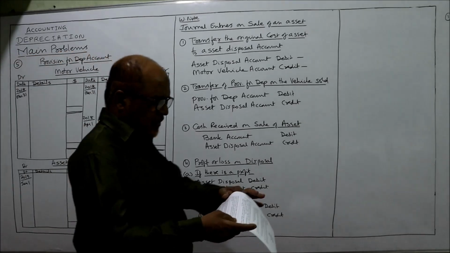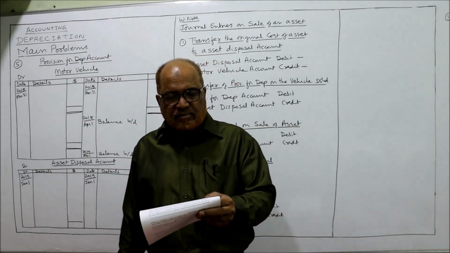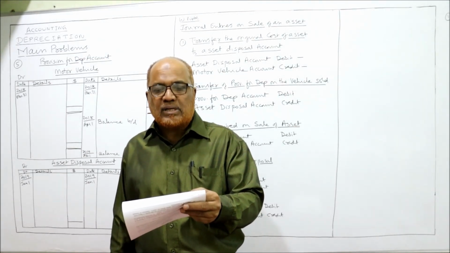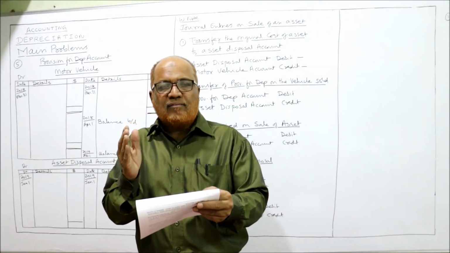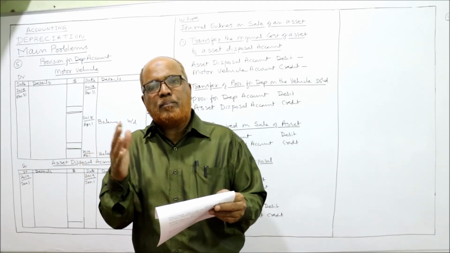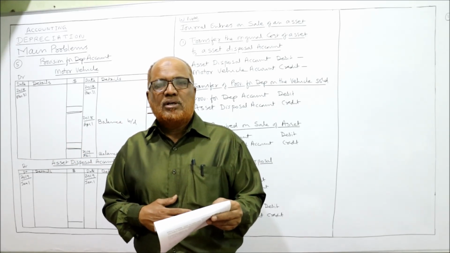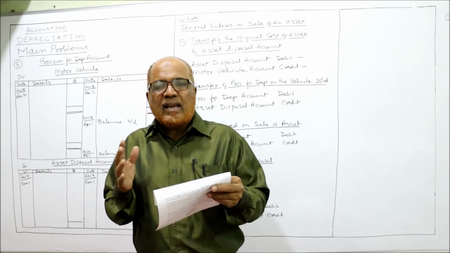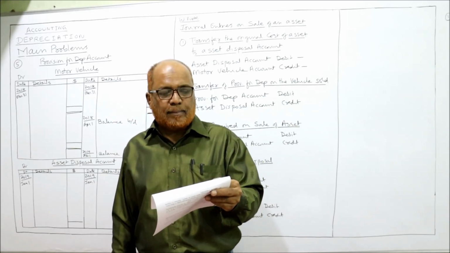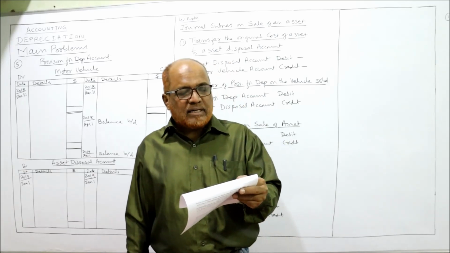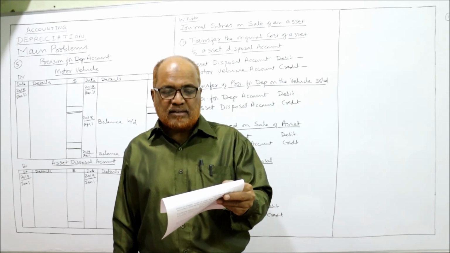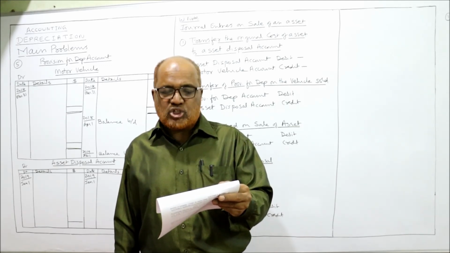Come on, see the fifth problem. On 1st April 2017, Rosa purchased 2 motor vehicles costing $50,000 each. So one vehicle 50,000, another vehicle 50,000, total 100,000, which means 1 lakh. So $1 lakh worth of 2 motor vehicles were purchased on 1st April 2017. On 1st January 2019, she sold one of the motor vehicles for $35,500. The sale proceeds were received by cheque.